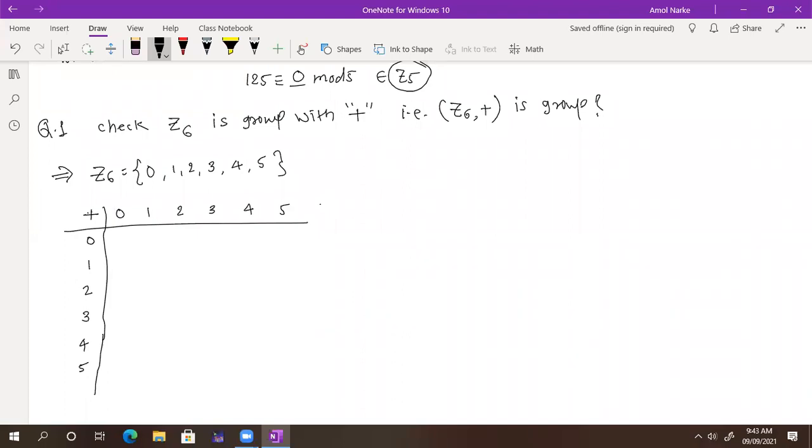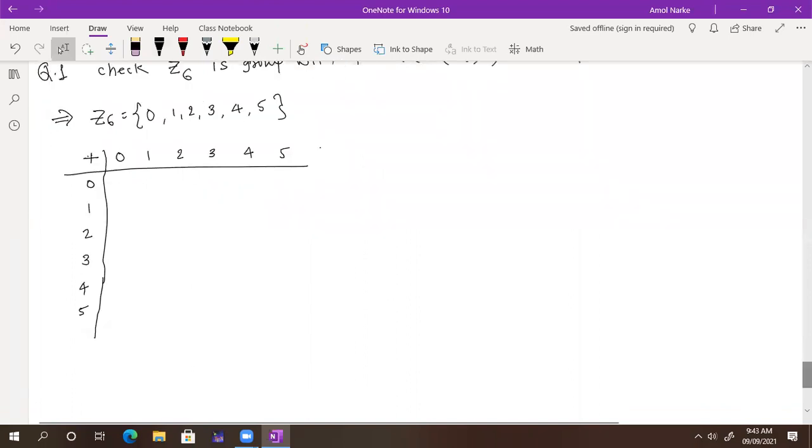Okay. Now tell me, what is the first element? So 0 plus 0, what are you getting? 0. Here 1, 2, 3, it will be the same up to 4, 5. Okay, here also you will get the same thing: 1, 2, 3, 4, 5.